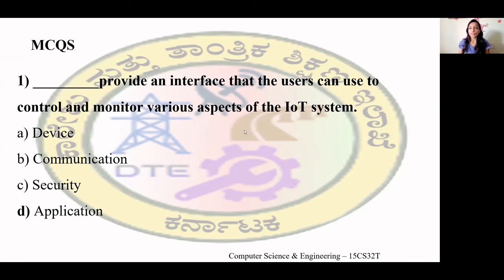Okay, we'll see some quiz questions now. Dash provides an interface that the user can use to control and monitor various aspects of the IoT system. Which is that? Application. Yes, interface means application. If some service is doing control and monitoring operations, it is services.